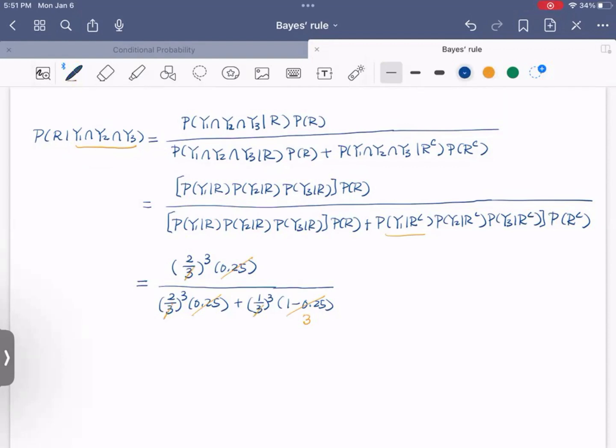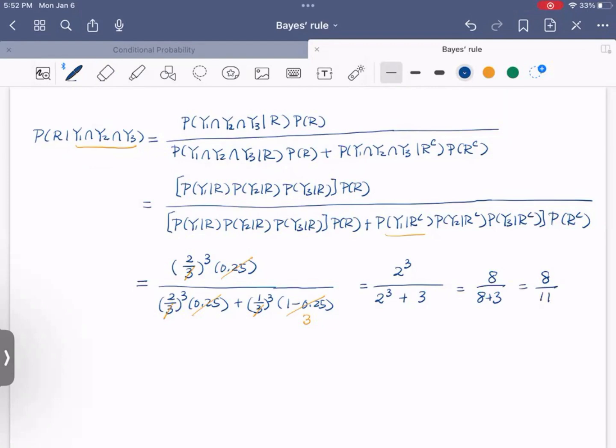Okay. So the numerator will become what? 2 cubed. And the first term of the denominator is 2 cubed, and the second term in the denominator is 1 to the 3 times 3, so it's 3. So the answer is 8 divided by 8 plus 3, which is 8 divided by 11.